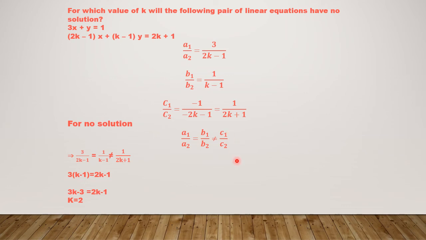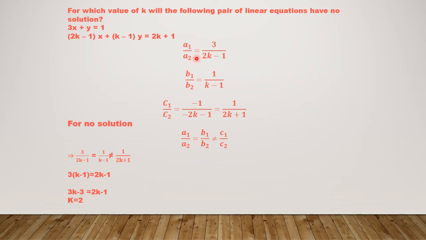It means what type of lines they are? Graphically, what type of lines they are? They are parallel lines. Right. So applying this condition, we are going to proceed. The sum is very simple. Now, in the first step, always you are going to find the ratios of the coefficients.